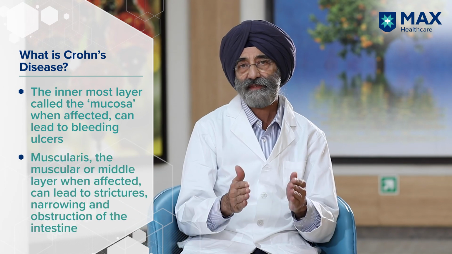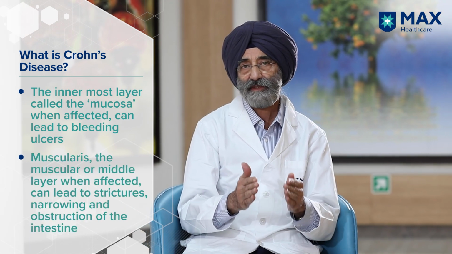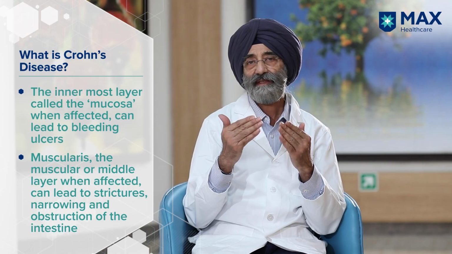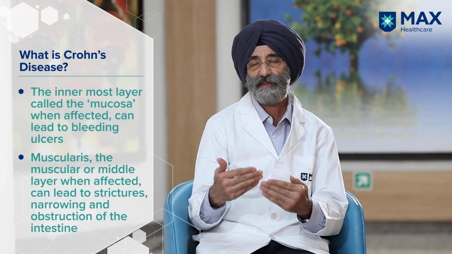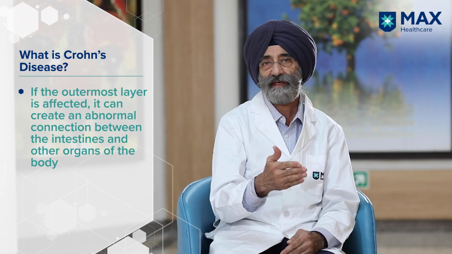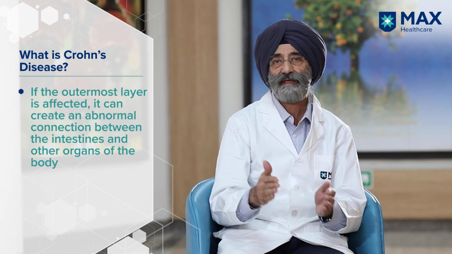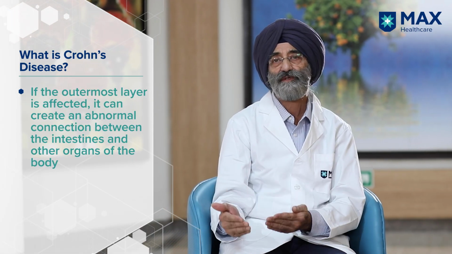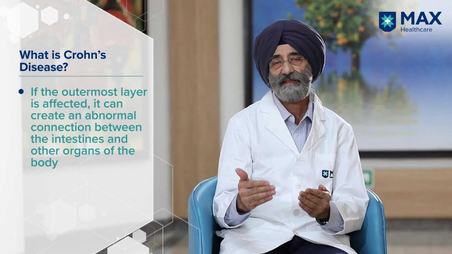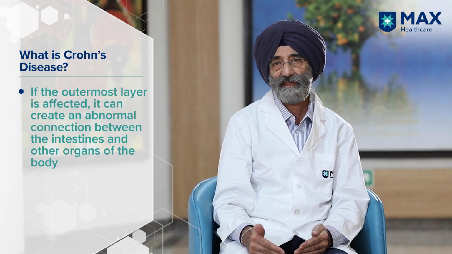If it involves the middle layer, that is the muscularis, it can cause strictures, it can cause narrowings, and it can cause obstruction. If it involves the outermost layer and all the layers, then it can form anomalous connections between the various parts of your intestine and other organs. So that is in a sense what Crohn's disease is.